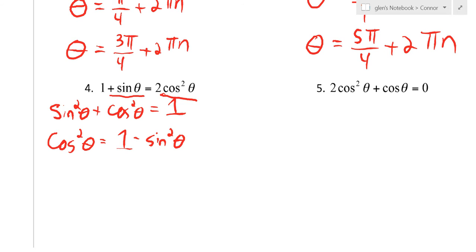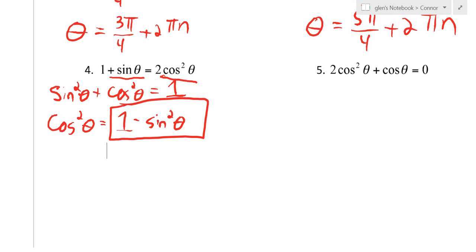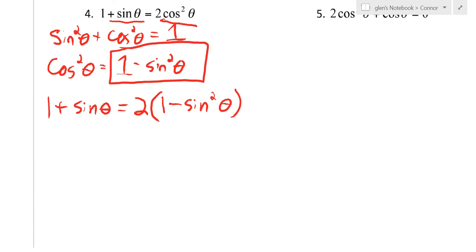Okay? And because that's what cosine squared equals, everywhere in the equation above where I see a cosine squared, I can put a 1 minus sine squared. Is that okay? So the left-hand side is staying the same, because cosine squared equals 1 minus sine squared. The left side stays the same. But the right-hand side, which used to be 2 cosine squared theta, is now going to be 2 times 1 minus sine squared theta. And the whole point of doing that is now I have all sines to deal with as opposed to sines and cosines.